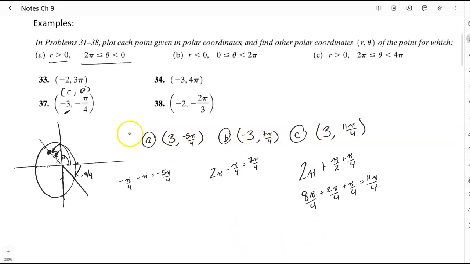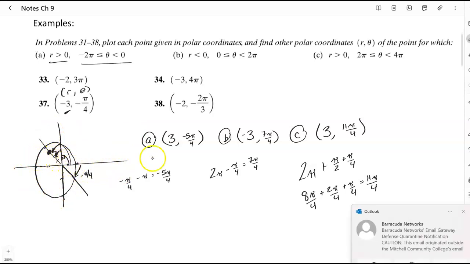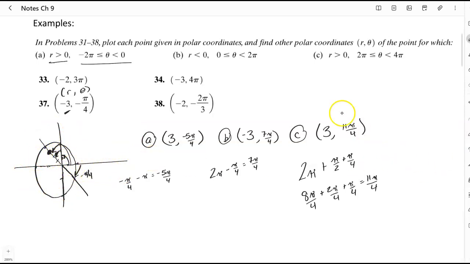So a lot of this really comes from, let's draw a picture and see where this lives. What would we need to force these restrictions to happen? Do I move along the terminal side, or do I move along the side opposite of the terminal side? And then figuring out what your theta value is going to be.